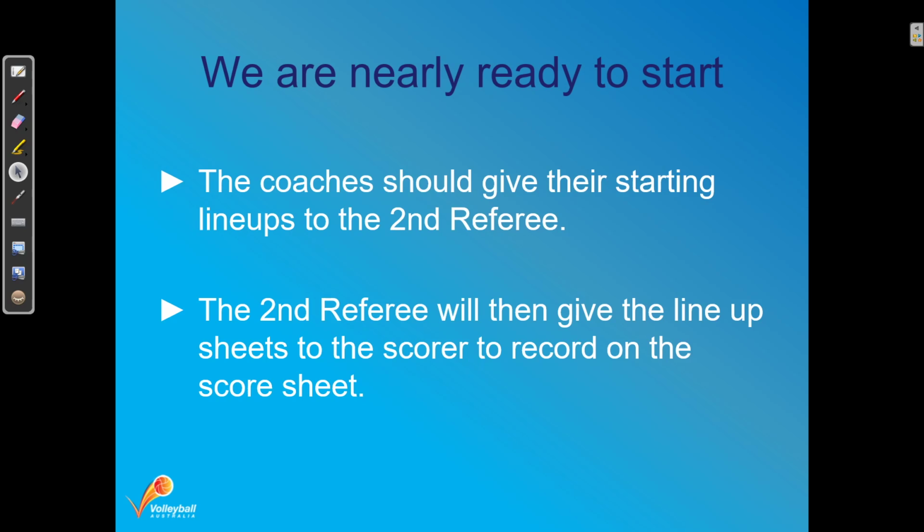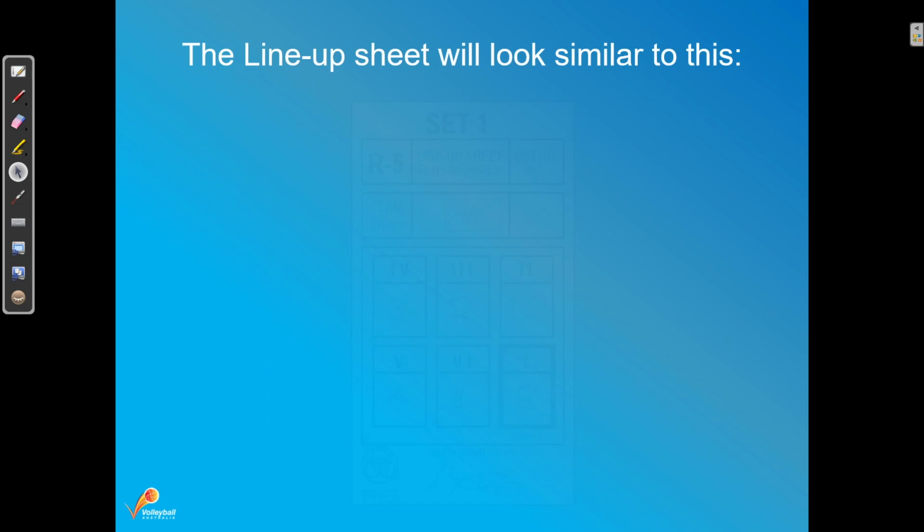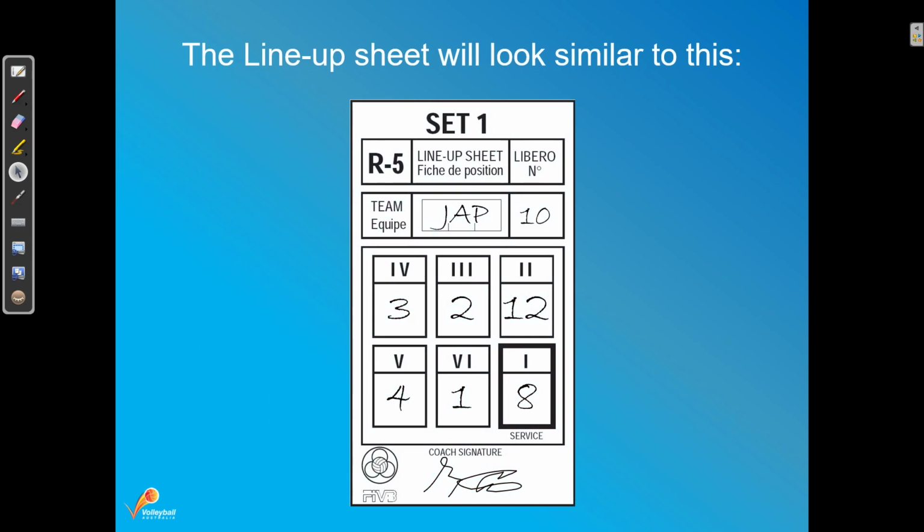So they get your lineups. If there's any problems with the lineups, you pass that on to your second ref, and your second ref will check with the respective coach for clarity on why there is a mistake. So let's go into what a lineup sheet looks like. Your lineup sheet should look something like this.